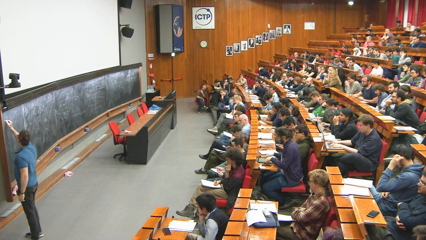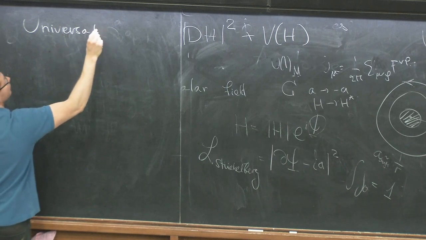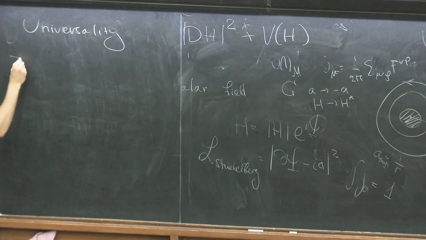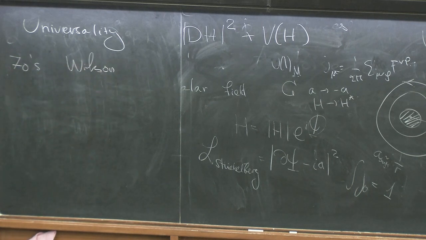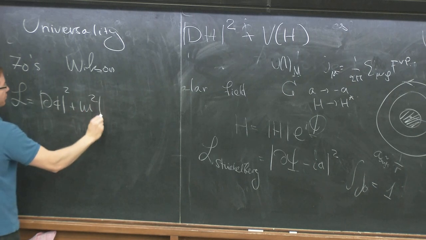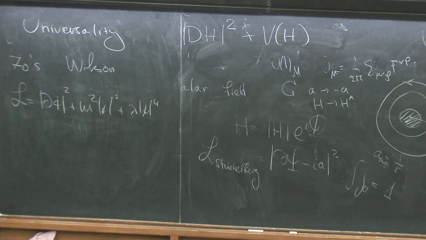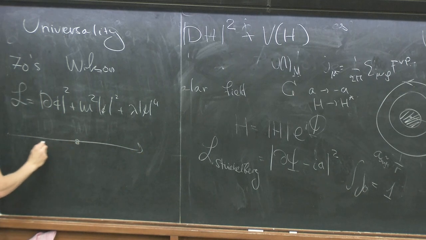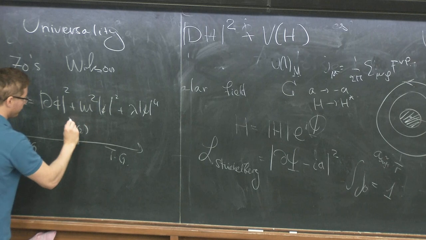So universality is what Mr. Wilson invented. Universality is something that was invented in the 70s, mostly by Wilson, who got the Nobel Prize for that. And universality is the following statement. Let's say that we are in the scalar model. I'm just writing again the scalar model Lagrangian. This has the following phase transition between the Nambu-Goldstone mode and the trivially gapped phase. And there is an O2 Wilson-Fisher fixed point.